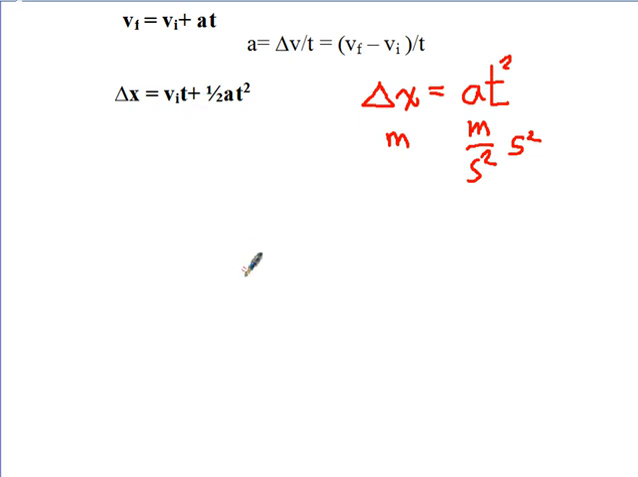The other mistake that people like to make is to say that delta x is equal to vt. That is a big mistake too. Correctly done, delta x is equal to the average velocity times t, which is not at all the same as v initial times t, or v final times t. You need to be very careful.